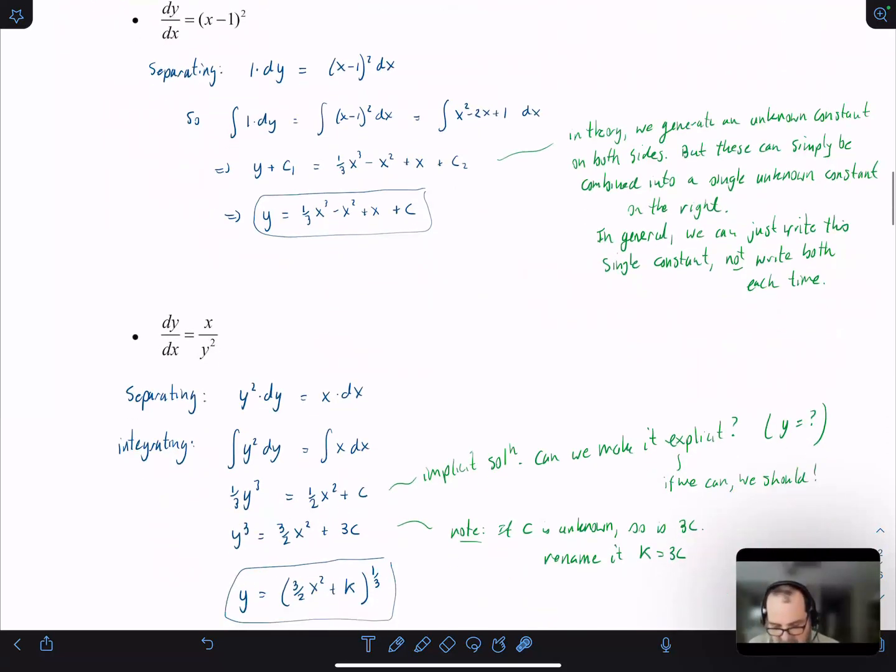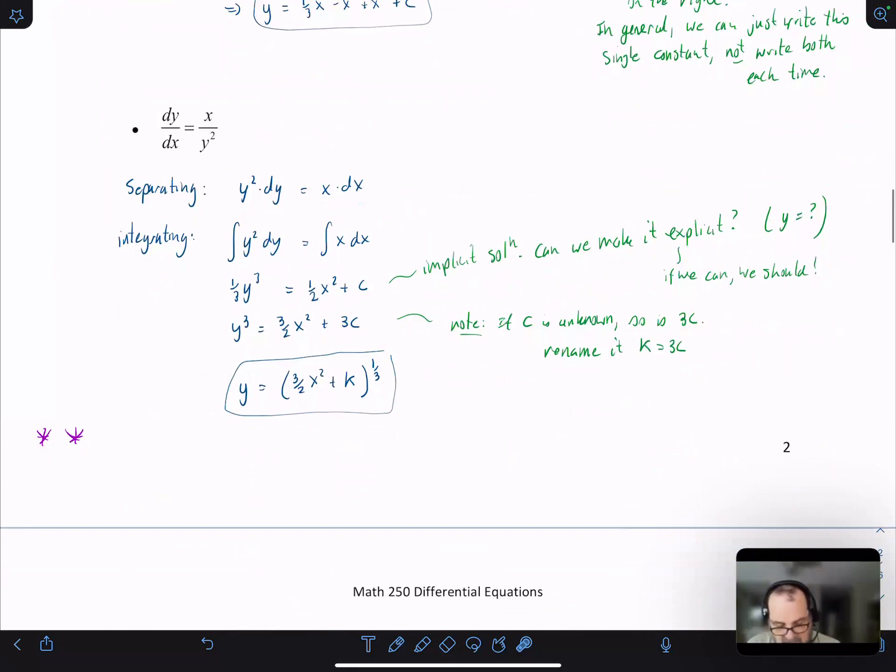Here is one that is a bit more interesting, a bit more of our method. Here is our DE, dy dx equals x over y squared. Notice this is separable. This is x times 1 over y squared. So separating, we get y squared dy on the left and x dx on the right. And again, as we justified, we can simply integrate on both sides.